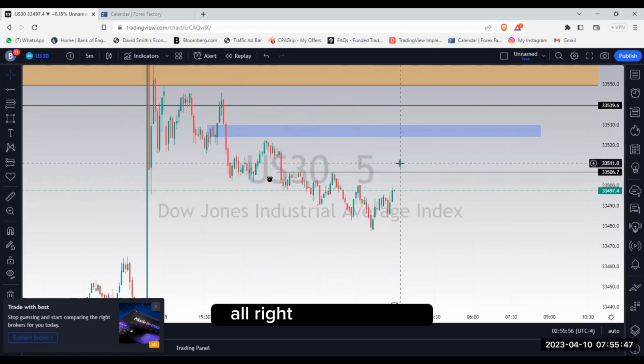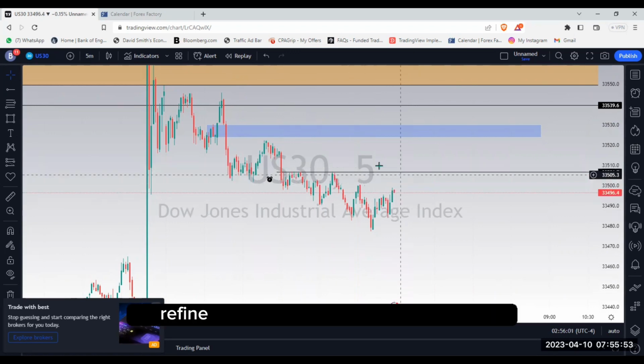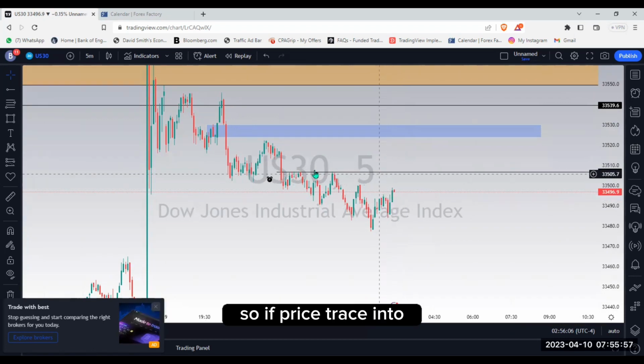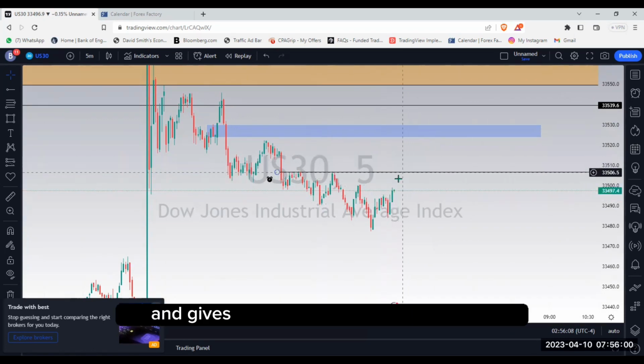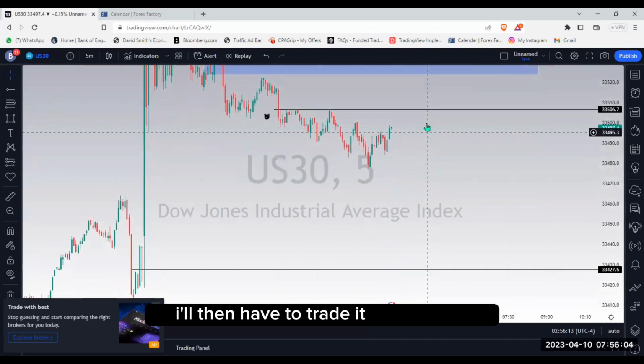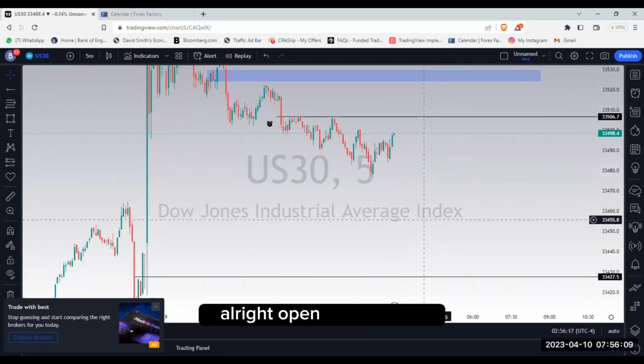Now, left to me, I now know how to refine to a lower time frame to find an entry. So if price trades into, takes this liquidity and gives me an entry around here, fine and good, I will then have to trade it up until this point, up until this point.